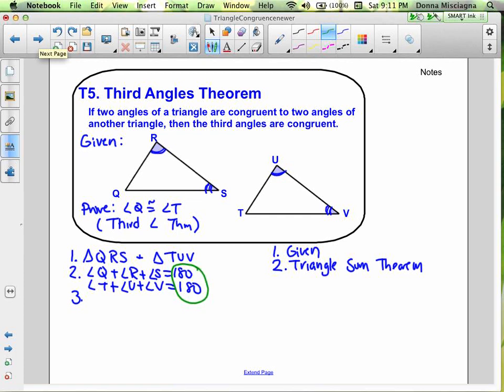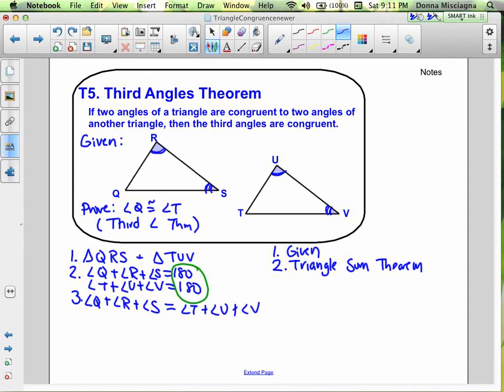What do you notice about angle Q plus angle R plus angle S and angle T plus angle U plus angle V? Do you notice that angle Q plus angle R plus angle S and angle T plus angle U plus angle V are equal to the very same things? Well, if they're equal to the very same thing, that must mean that angle Q plus angle R plus angle S is equal to angle T plus angle U plus angle V.